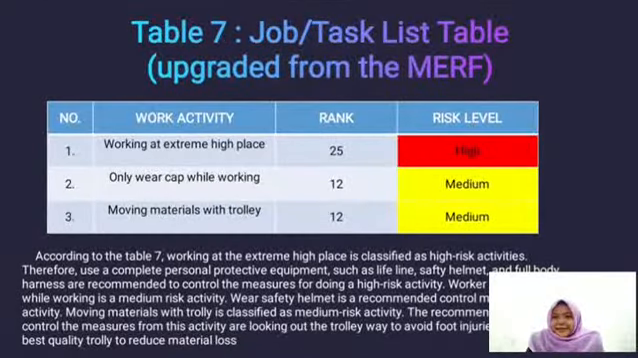Okay, so the next step is to create table 7. It includes the information of work activity, rank, and list level. This table 7 is job or task list table, so we need to categorize and rank the job or task from the highest risk to the last one. Working at the extreme high place has the highest risk level, and only wear a cap while working, also moving materials with trolley, is medium risk level.